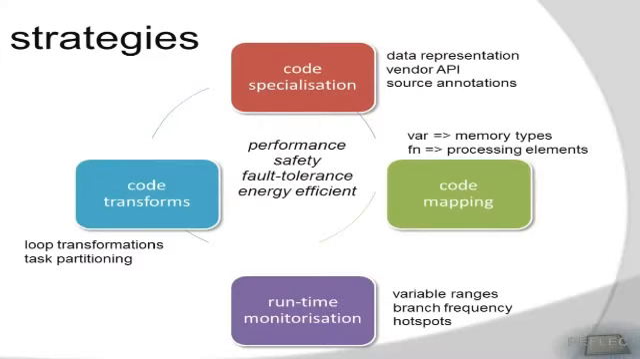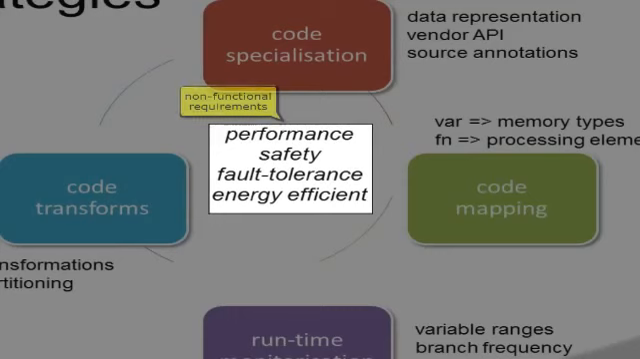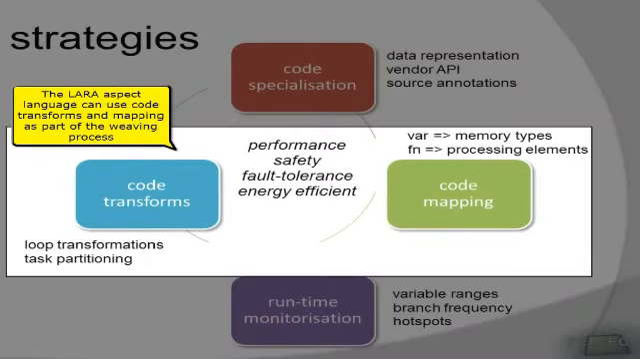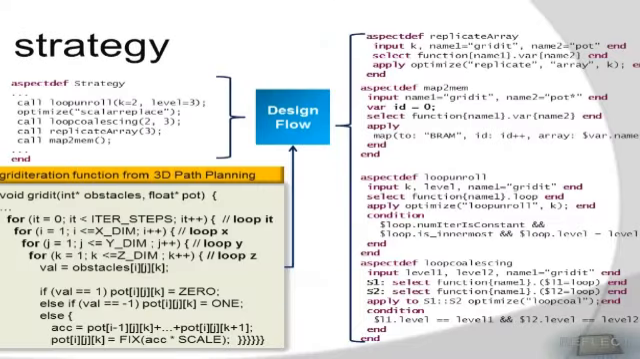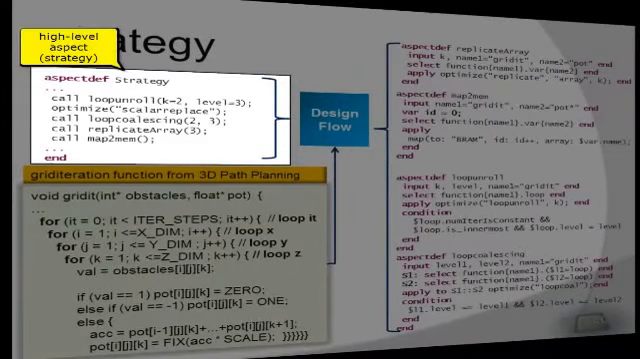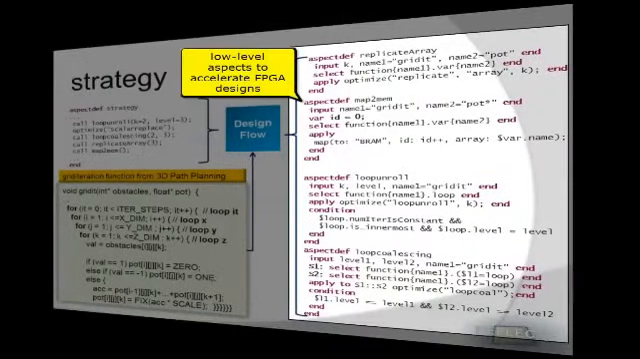The LARA aspect language, which we designed in this project, can capture a number of schemes that can be a part of a strategy to achieve a particular non-functional requirement, such as performance, safety, fault tolerance, and energy efficiency. All these schemes, such as code transforms and mapping, are achieved using LARA's single weaving mechanism. So here's what the LARA strategy looks like. On the top left-hand side, we have an aspect definition that invokes low-level aspects. These low-level aspects, shown on the right, perform a sequence of compiler transformations which have been known to accelerate kernels mapped to FPGAs.